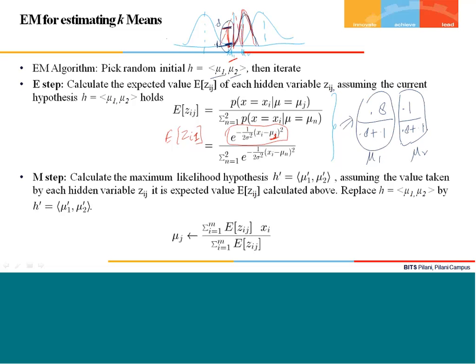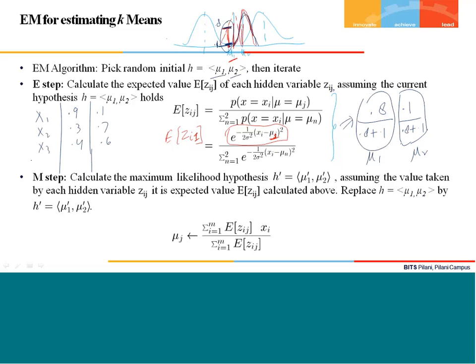Now I know the expected value using these mu1 and mu2 for every x. For this x, let's say I get the probability or expected value that it belongs to mu1 as 0.9 and to mu2 as 0.1. For x2, I get 0.3 and 0.7. For x3, let's say I get 0.4 and 0.6. Likewise, I get this list of values. Now this is my expectation maximization.